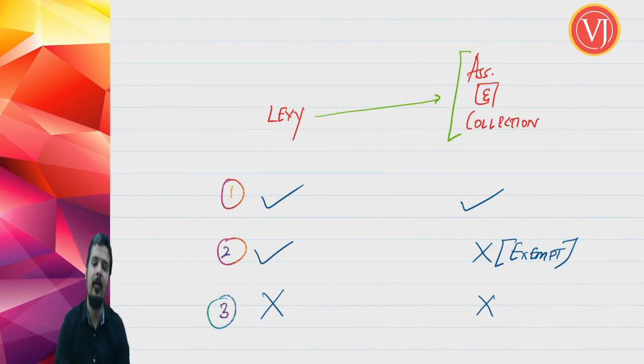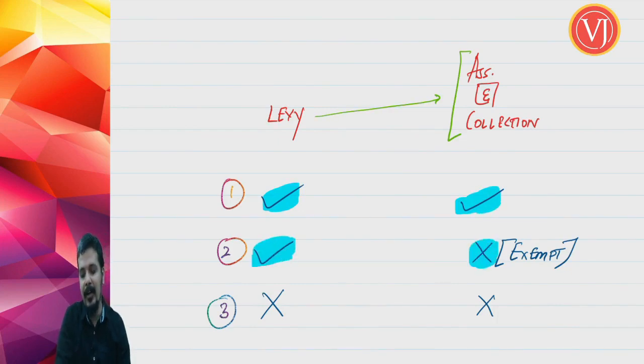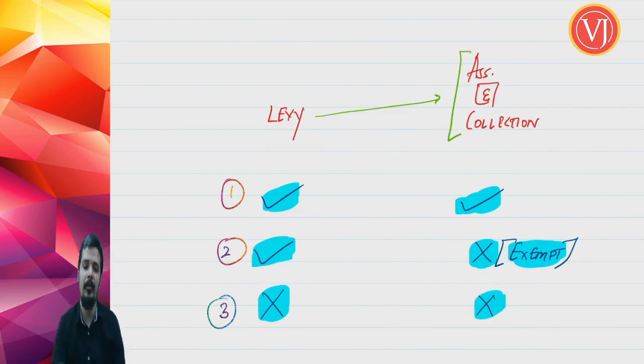The triggering point is always levy. If levy is there, there may be collection. If levy is there, there may not be collection because you are talking about exempt goods, rate of duty being 0%. And friends, if there is no levy, there is no collection for sure. So this actually we have discussed even in your GST.